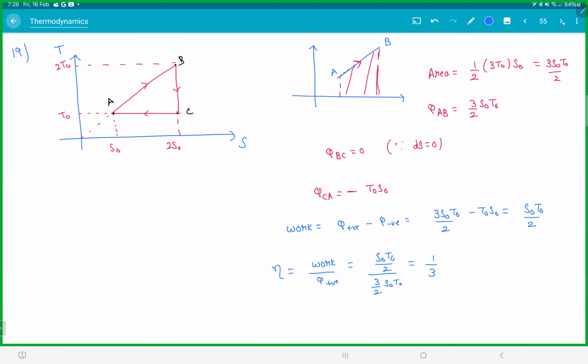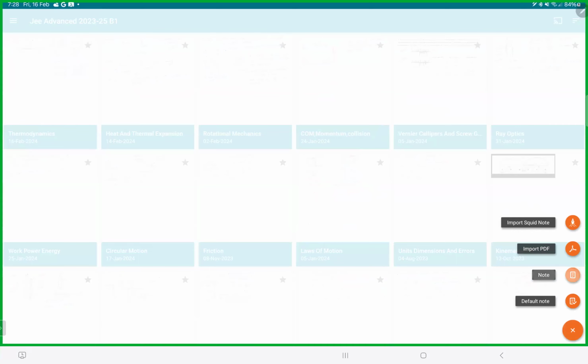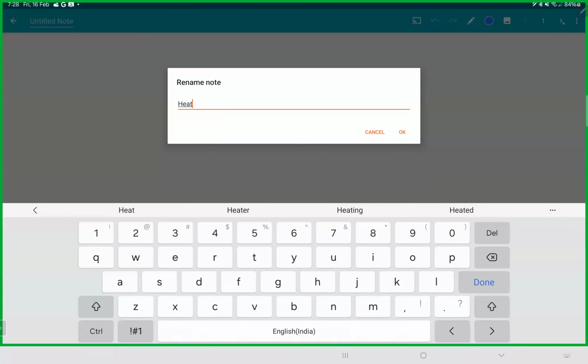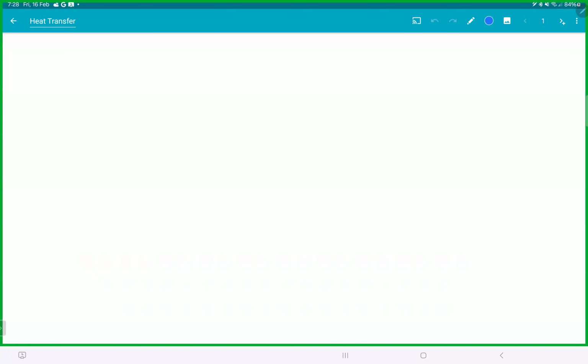Great. With that, we're done with thermodynamics. Next thing, heat transfer. Heat transfer has three parts: conduction, radiation, and convection. Now again, in convection, they removed it from the mains portion, but we will do one or two problems because it is there for boards also. So let's see the conduction part.